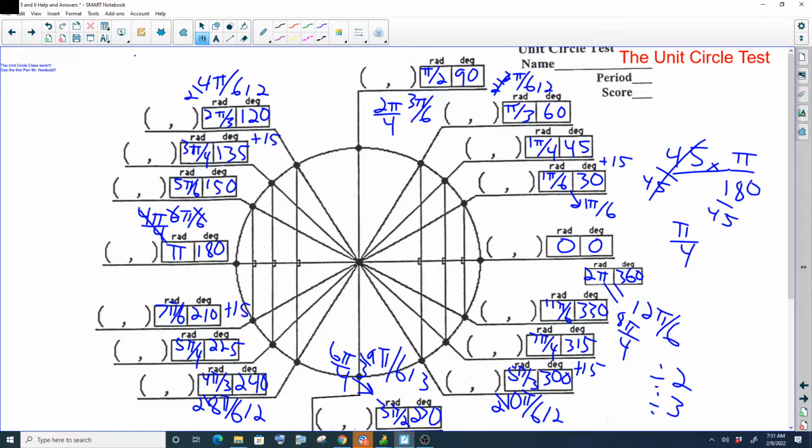So that's the degrees, that's the radians. And then to go ahead and do the coordinates now, right? To go ahead and do the coordinates, you would follow a special pattern.